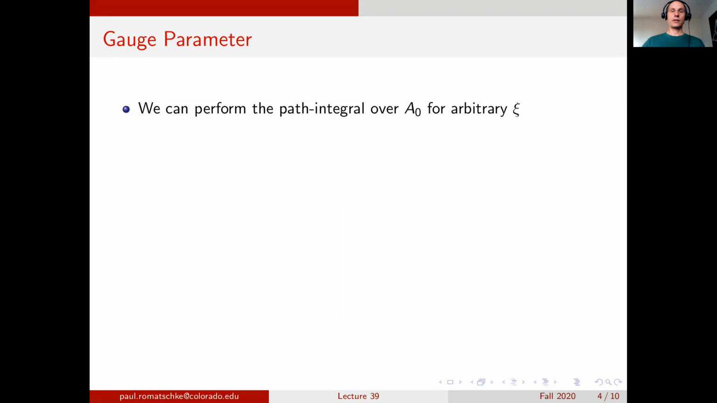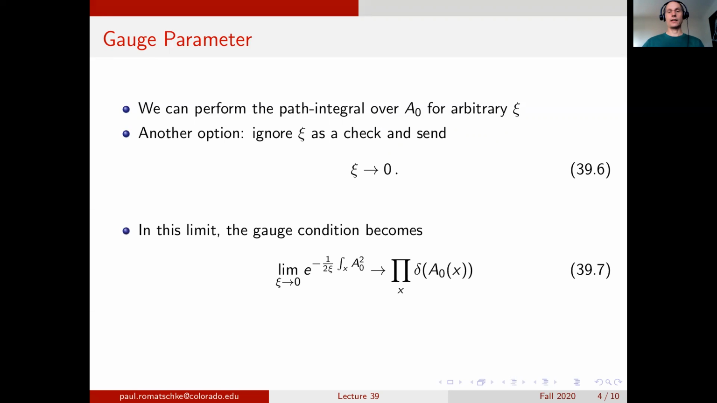Since the path integral for the gauge fields is quadratic, we can perform the path integral for arbitrary gauge fixing parameter psi. This is possible, but it's also possible for us to just ignore psi as a check. So we can make our life considerably easier if we pick a particular value for psi. And the value that I want to pick now is that I want to send psi to 0. The reason for doing this is that if I send psi to 0, the gauge fixing condition, the exponential of minus 1 over 2 psi integral over A_0 squared, just becomes a representation of the delta function.